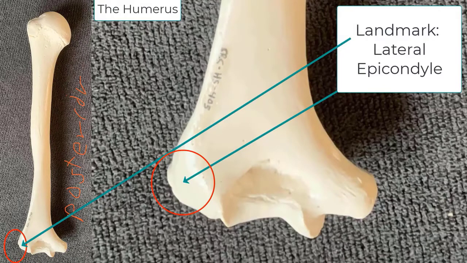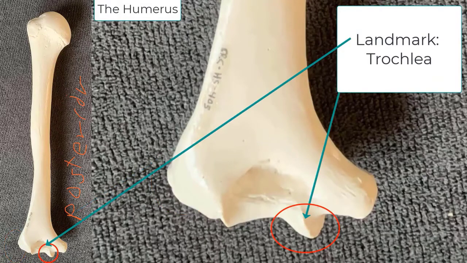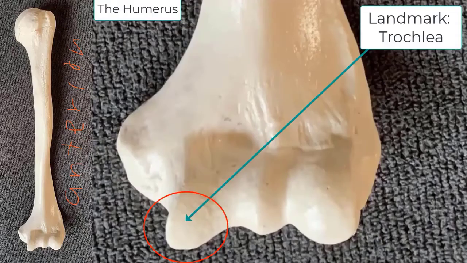That's right, it would be lateral. The last landmark that you will need to know on the posterior side is called the trochlea. This actually is also on the anterior side. So now let's switch to the anterior. So here is the trochlea on the anterior side.